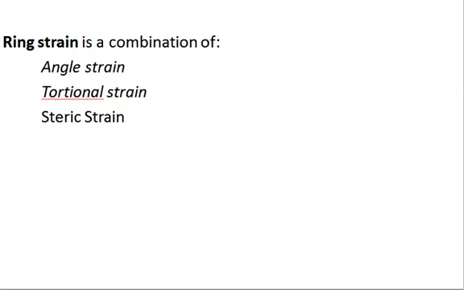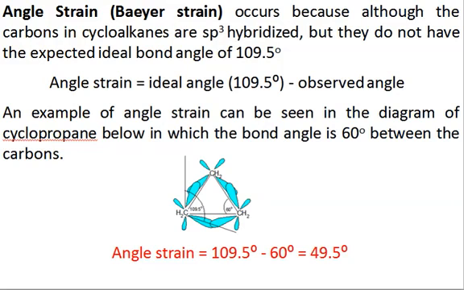As I mentioned earlier, the ring strain is a combination of three types of strains: the angle strain, the torsion strain, and the steric strain. Let's consider first the angle strain. What do we mean by angle strain? Angle strain is also known as Bayer strain. Angle strain occurs because although all of the carbons in cycloalkanes are sp3 hybridized, they do not have the expected ideal angle of 109.5. The angle strain results when there is a deviation from the ideal bond angle.